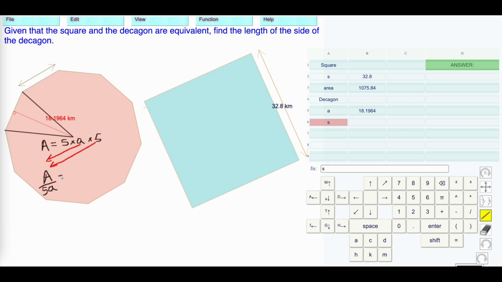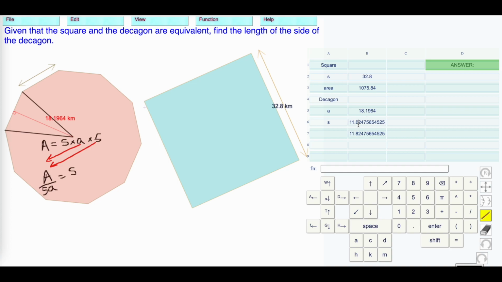5 times the apothem is the side length. Side length is the area divided by... Now I like to write divide by 5, divide by the apothem. You could do it that way, or if you wanted to, you could just write divide by brackets 5 times the apothem. It's the same thing. But what you don't want to do is divide by 5 times the apothem without the brackets. It's the same as if I write the area divided by 5 divided by the apothem.